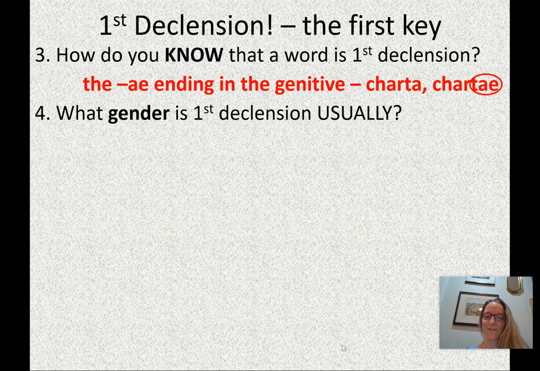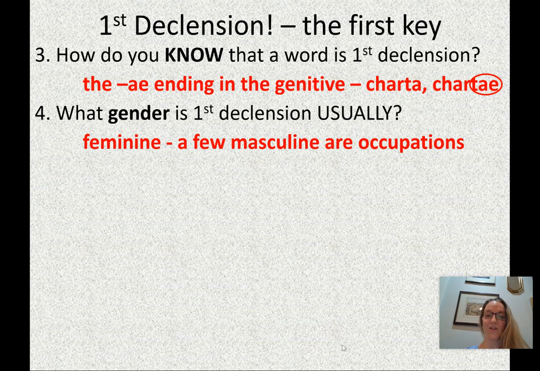What gender are first declension nouns usually? They are usually feminine, but there are a few masculine options that happen to be occupations. Some examples of occupations would be poeta, nauta, which are on your new vocab list, and then we'll learn agricola.